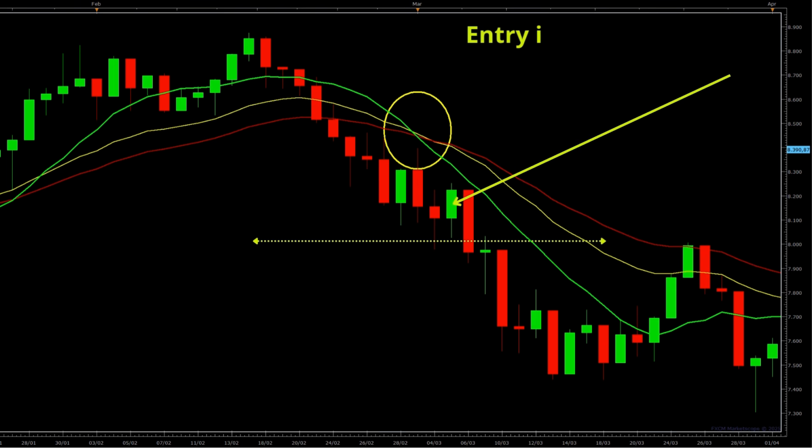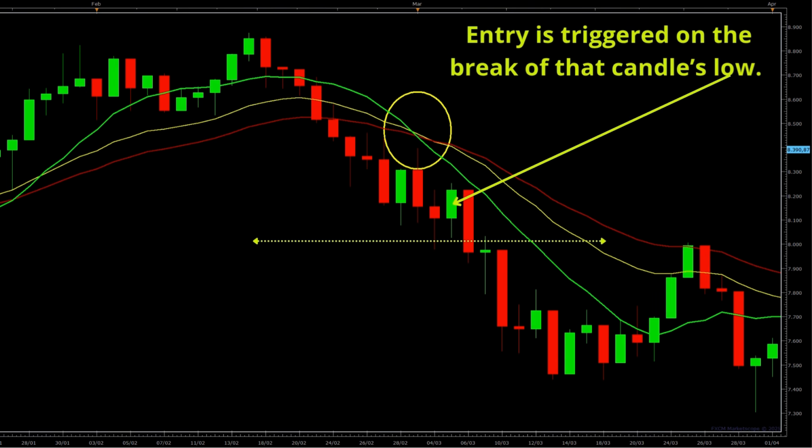The final step is the entry itself. Our trade is triggered the moment the price breaks below the low of that pullback candle. This action confirms that sellers have overcome the brief pause and are resuming control, pushing the price lower.